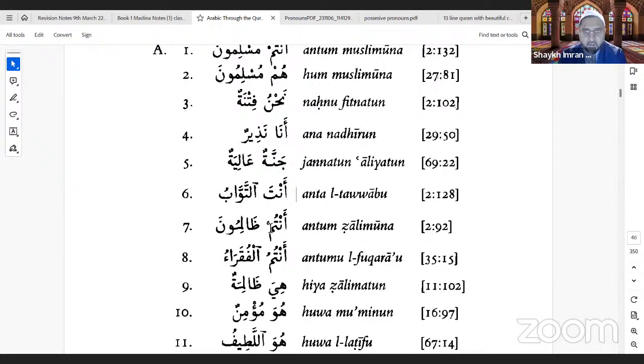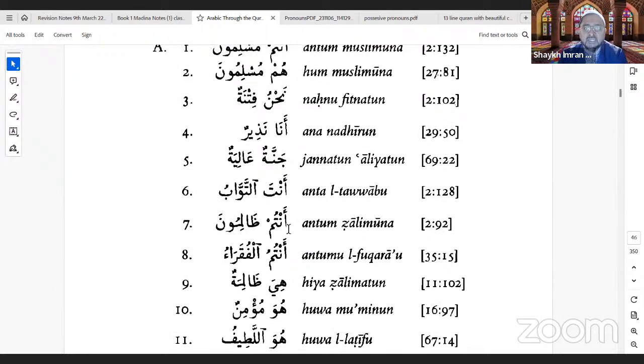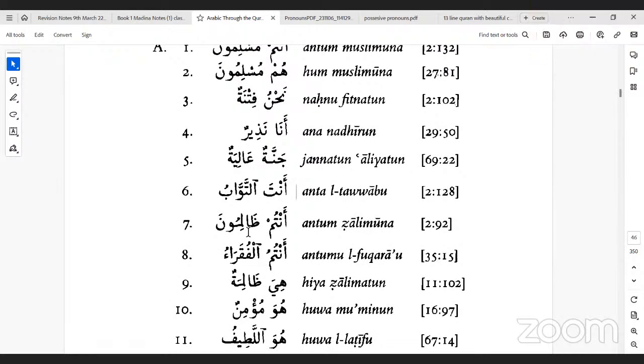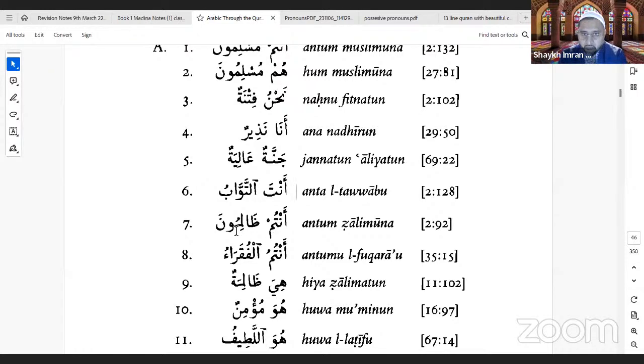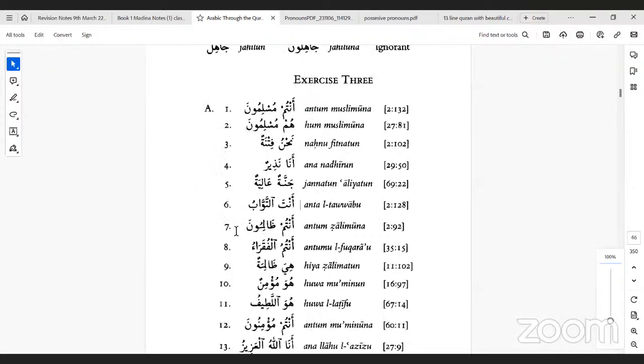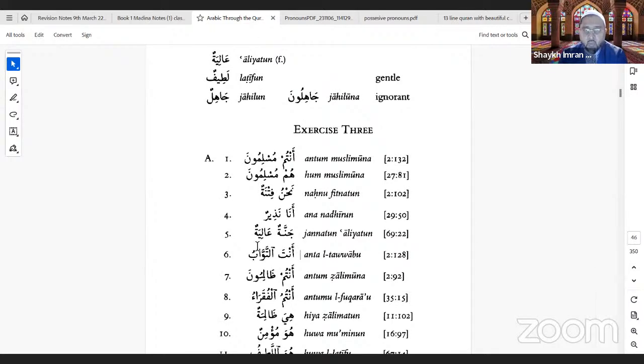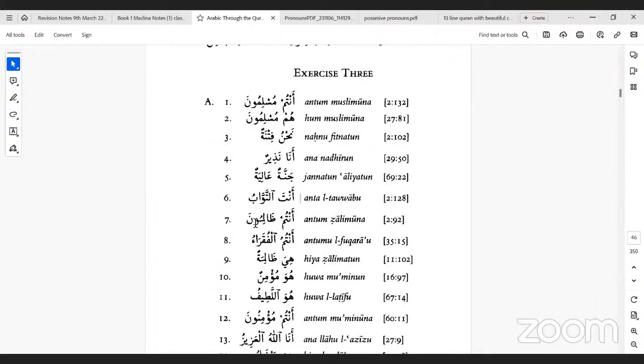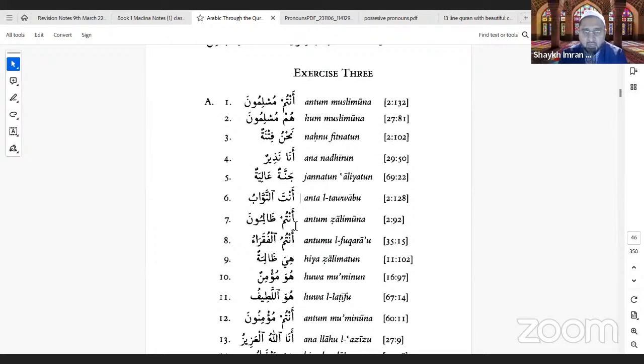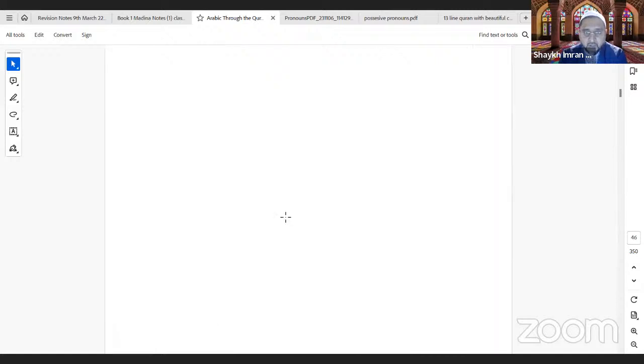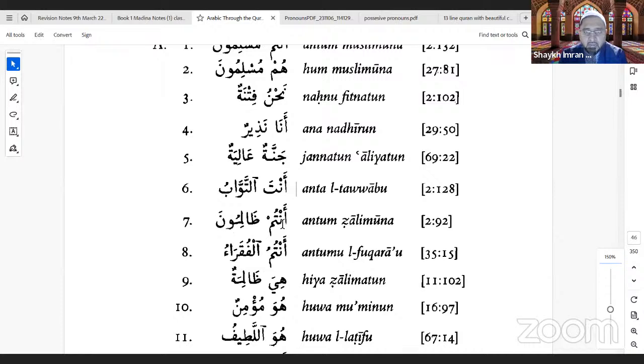Now, I want you to change it. How would you say we are the oppressors? Nahnu dhalimuna. Excellent. Remember that when we use plurals like antum, the second noun has to be plural as well. Like antum muslimuna, and antum dhalimuna, nahnu dhalimuna. If the first noun comes plural, the second noun has to be plural as well.